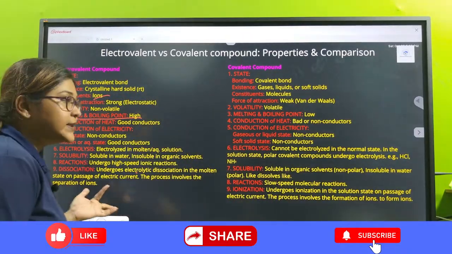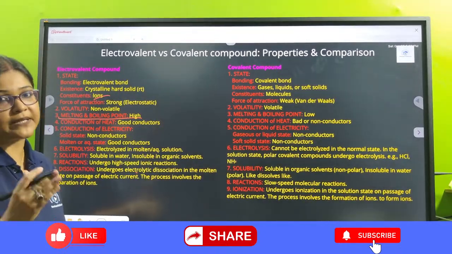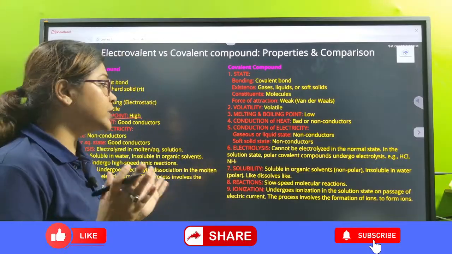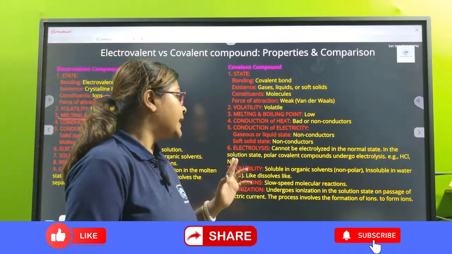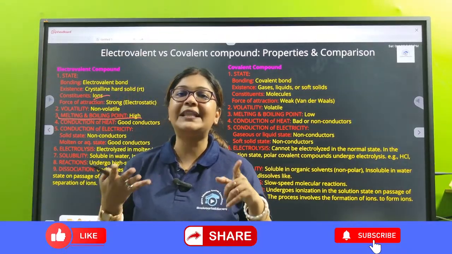Now solubility. Electrovalent compounds are soluble in water, but they are insoluble in organic solvents like the nonpolar solvents, benzene, etc. And for the covalent compound, it follows the rule like dissolves like.